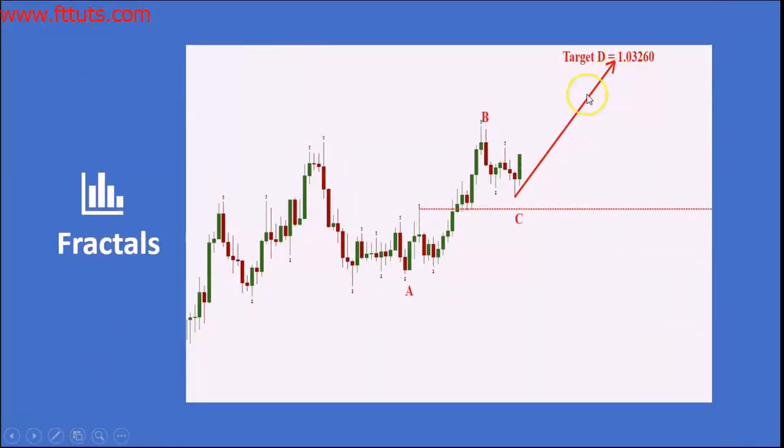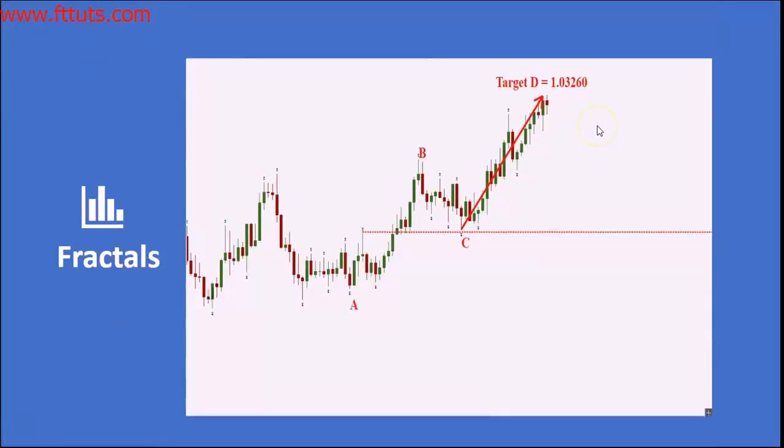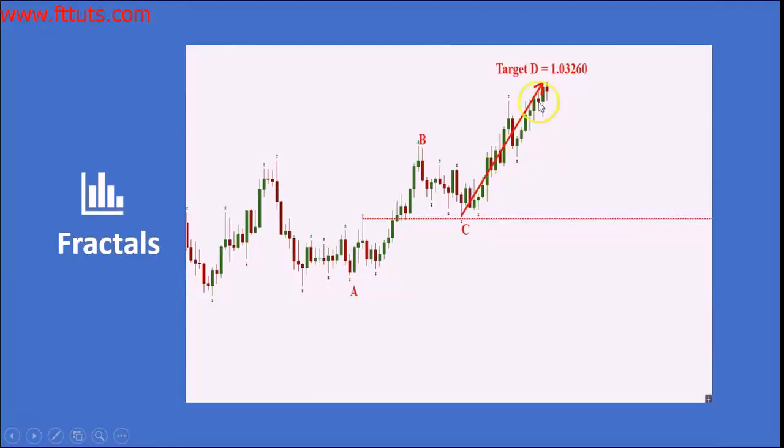So that target would be, if you just figure it out, the same amount of pips would go from here to there, which would be 1.03260 for your D target. So you could see 1.03260 right on the nose pretty much.